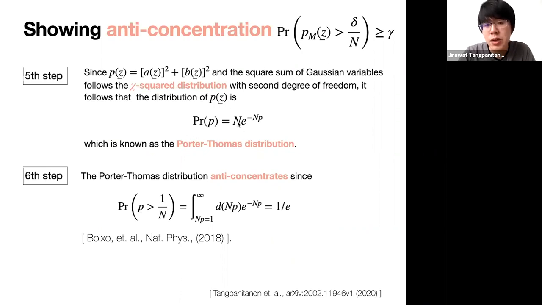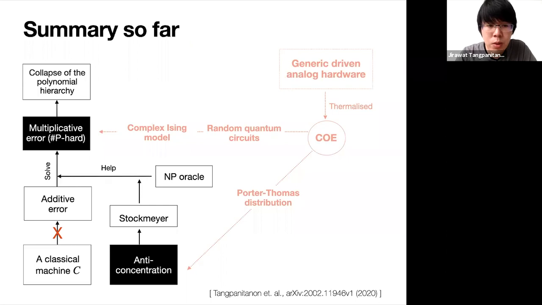N here, just to remind you, is the size of your Hilbert space, and P is the output distribution. So it's highly unlikely that your output will concentrate at a particular value. P is usually very small, exponentially small. The Porter-Thomas distribution is also an indicator that your system has uniformly explored all the Hilbert space, and you can show that it indeed follows the anti-concentration condition. So this is a summary so far. On the black line, you have a standard framework of quantum supremacy.